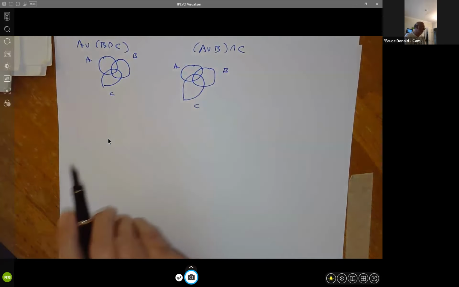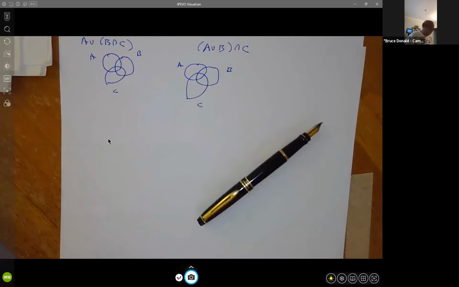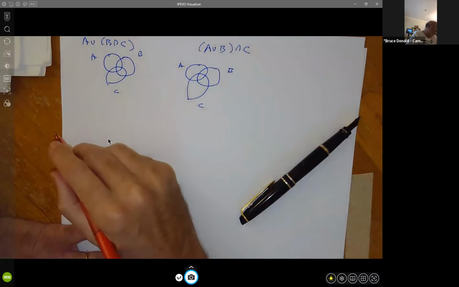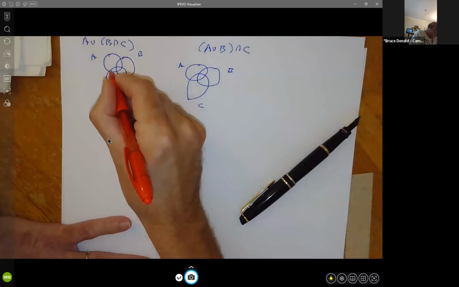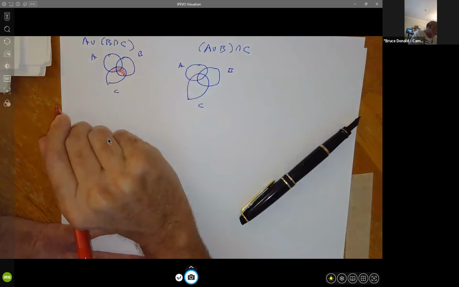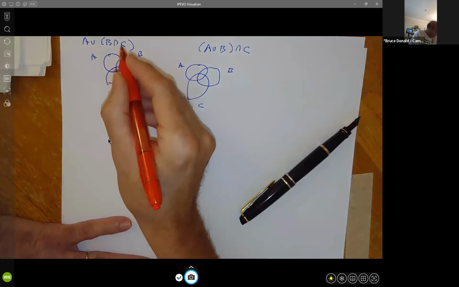So let's see what these operations actually are. So A union (B intersect C), well, that's the following thing. Let's do B intersect C first. B intersect C is this region in here, like that. And then we take A like this.